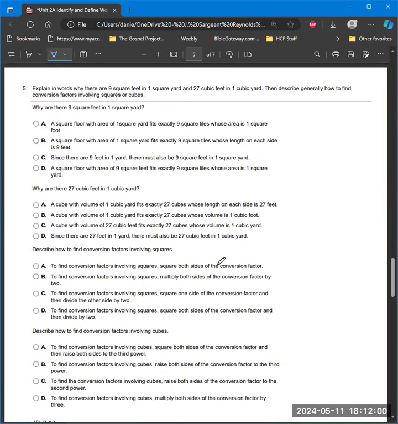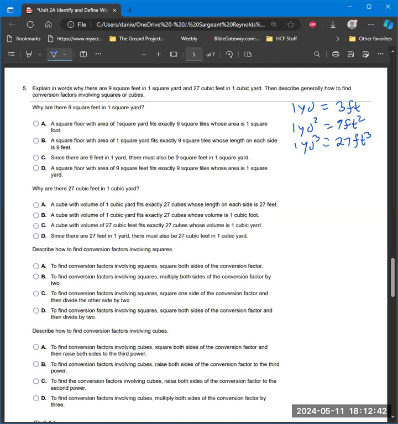Explain in words why there are 9 square feet in a square yard and 27 cubic feet in 1 cubic yard. Then describe generally how to find conversion factors involving squares or cubes. So 1 yard equals 3 feet. So if we want to square both sides here, 1 times 1 is 1, 3 times 3 is 9. If we want to cube both sides, 3 to the third power is 27, like that.